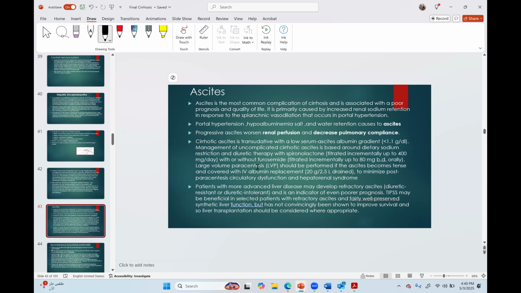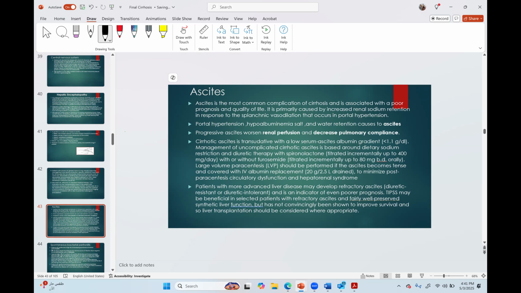There are risk factors for renal problems. There are risk factors for renin-angiotensin activation. So hypovolemia, hypervolemia, hyponatremia, and whether it is true hyponatremia or pseudo hyponatremia, dilutional or pseudo. And then for some more things, cirrhotic ascites is transudative.